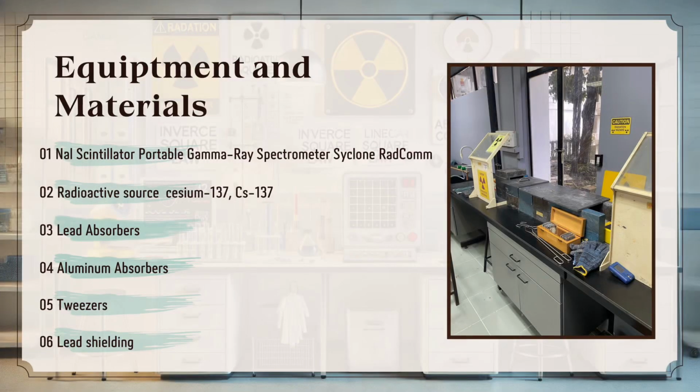Here are the tools and resources we use to achieve our objectives, such as NaI scintillator, portable gamma ray spectrometer, Cyclone rate computer, radioactive source cesium-137, lead absorber, aluminium absorbers, tweezers, and lead shielding.